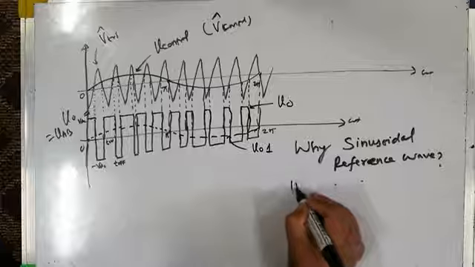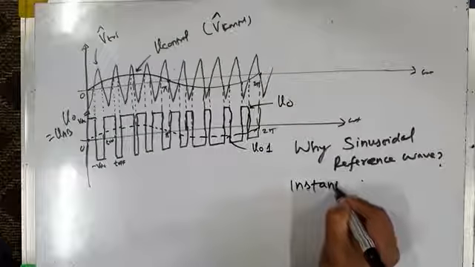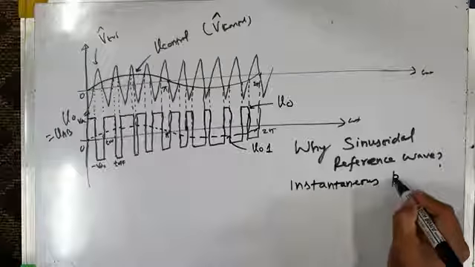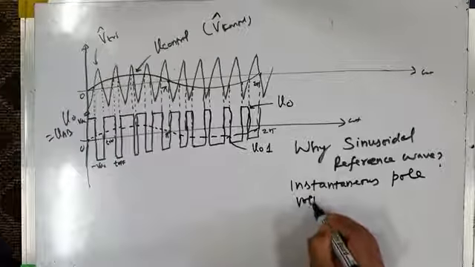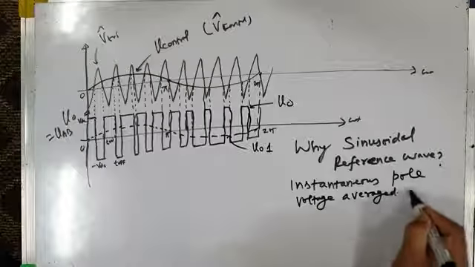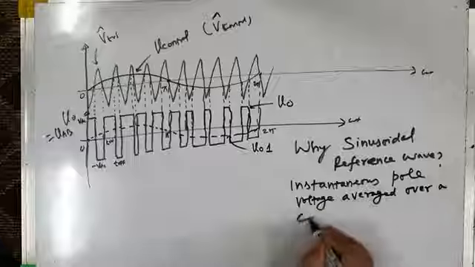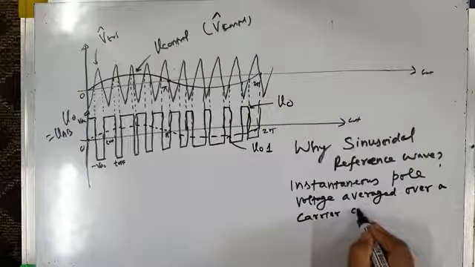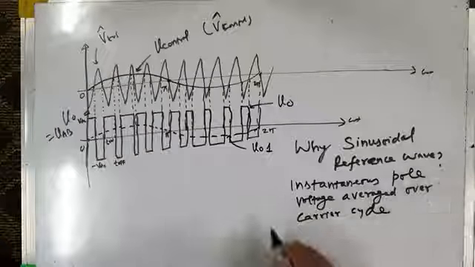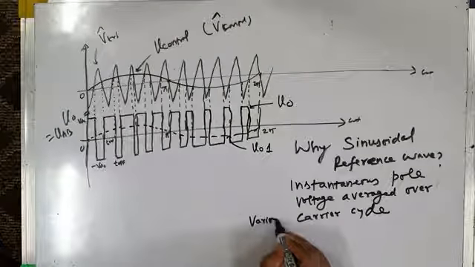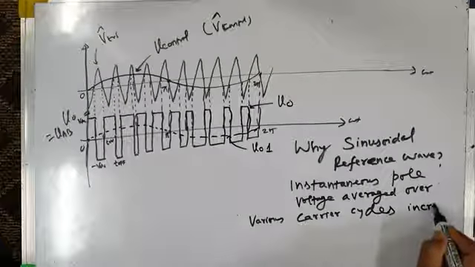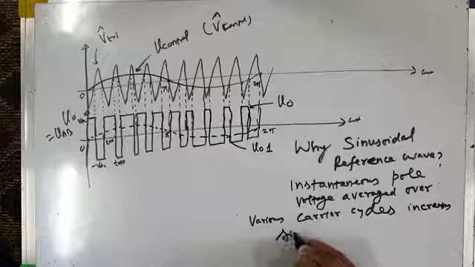That means the instantaneous average pole voltage, or instantaneous load voltage averaged over a carrier cycle, over various carrier cycles, increases sinusoidally.